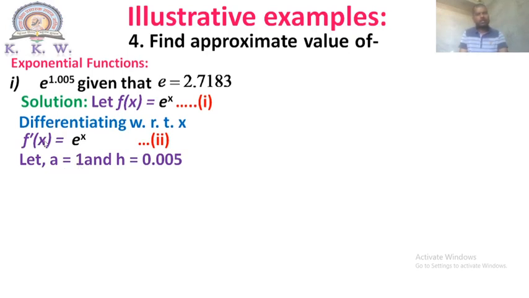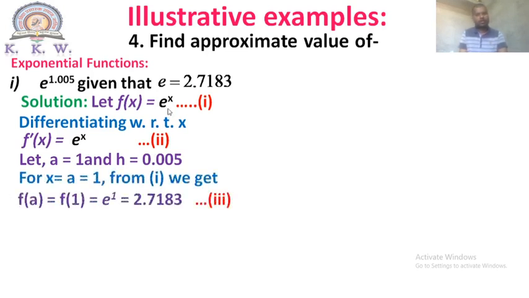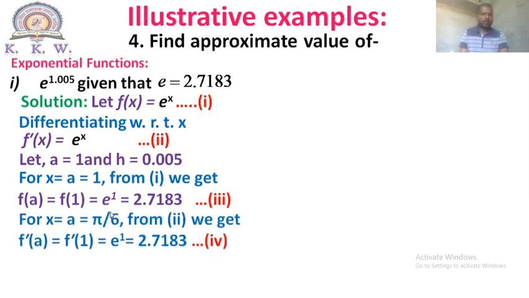Now we'll put x equal to a equal to 1 in f of x and f dash of x, and find f of a and f dash of a. Therefore, f of a is equal to f of 1, which is e raised to 1. E raised to 1 is e. The value of e is given as 2.7183. Therefore, f of a is 2.7183.